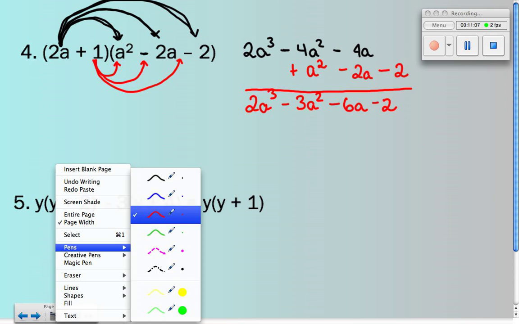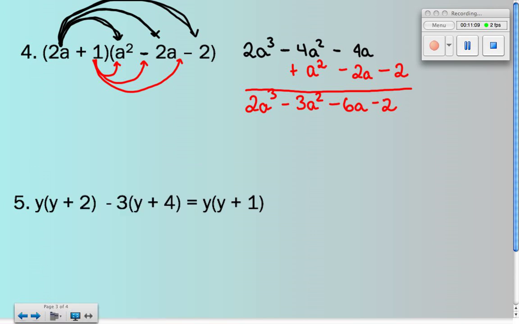All right. Let's try this one. Immediately, I hope you see something that's different from questions 1, 2, 3, and 4. It's got an equal sign. So that means we're going to solve this equation.